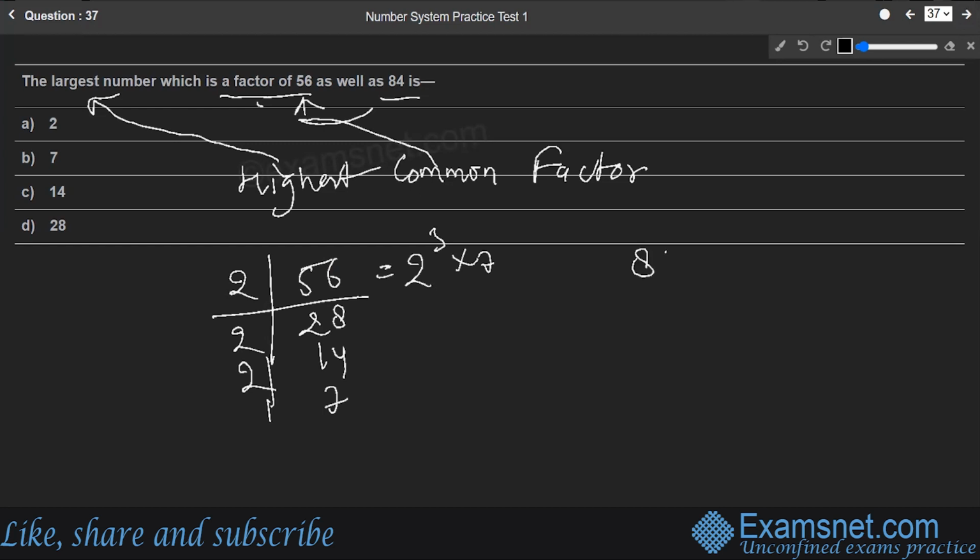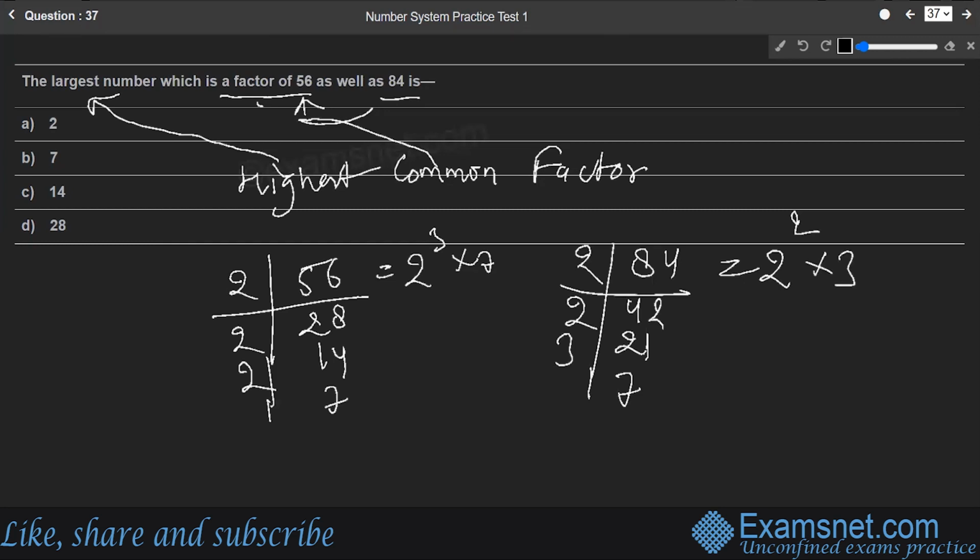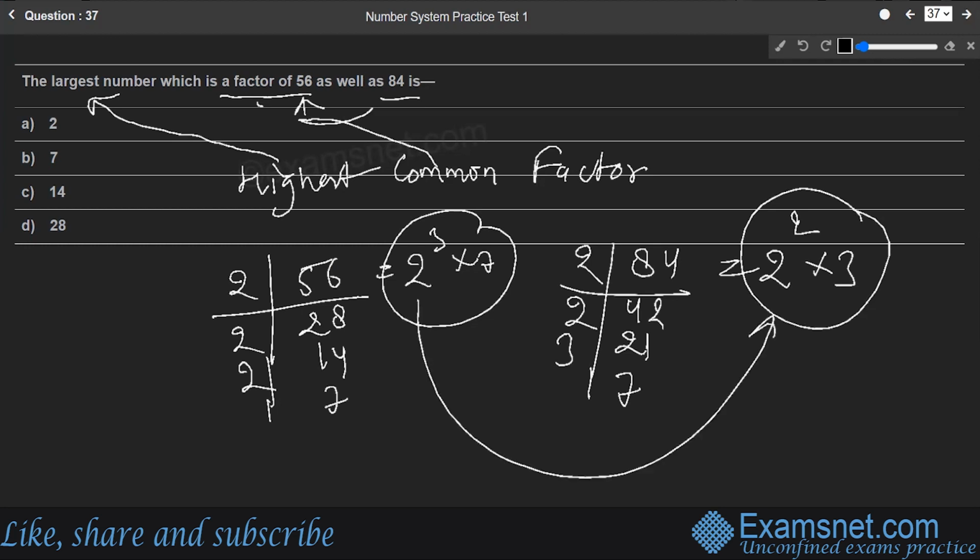Now let us try to do the factors of 84. If you do it, 2 with 42, 2 with 21, 3 7s 21. So 84 can be written as 2 square into 3 into 7. So these are the prime factors. We have to find the highest out of them. So the common highest is 2 square. 2 square is available in both. This is how we can find the highest common factor.